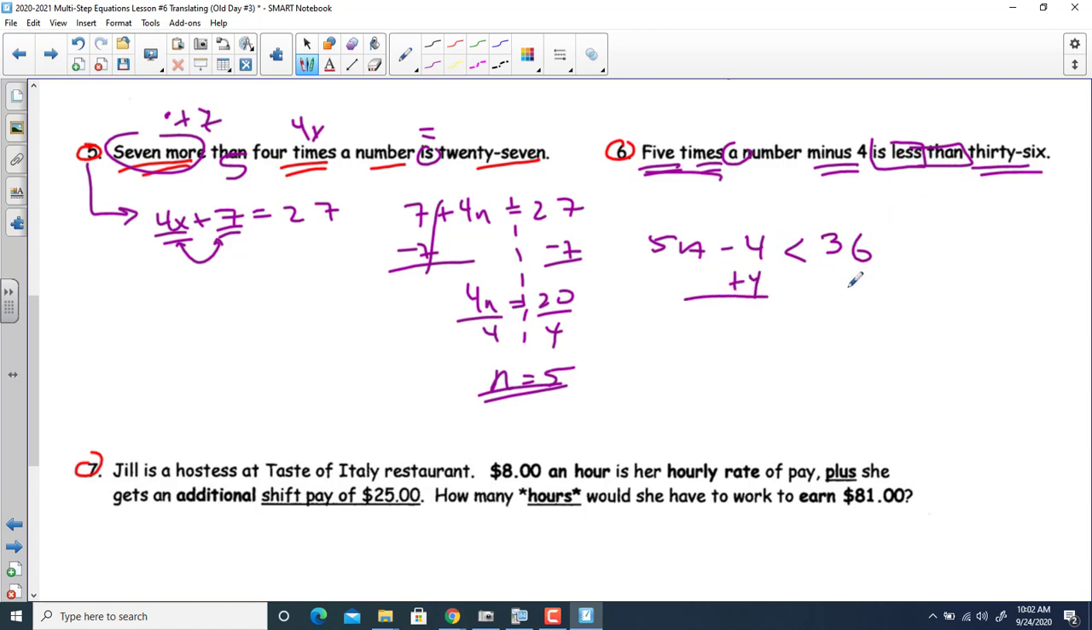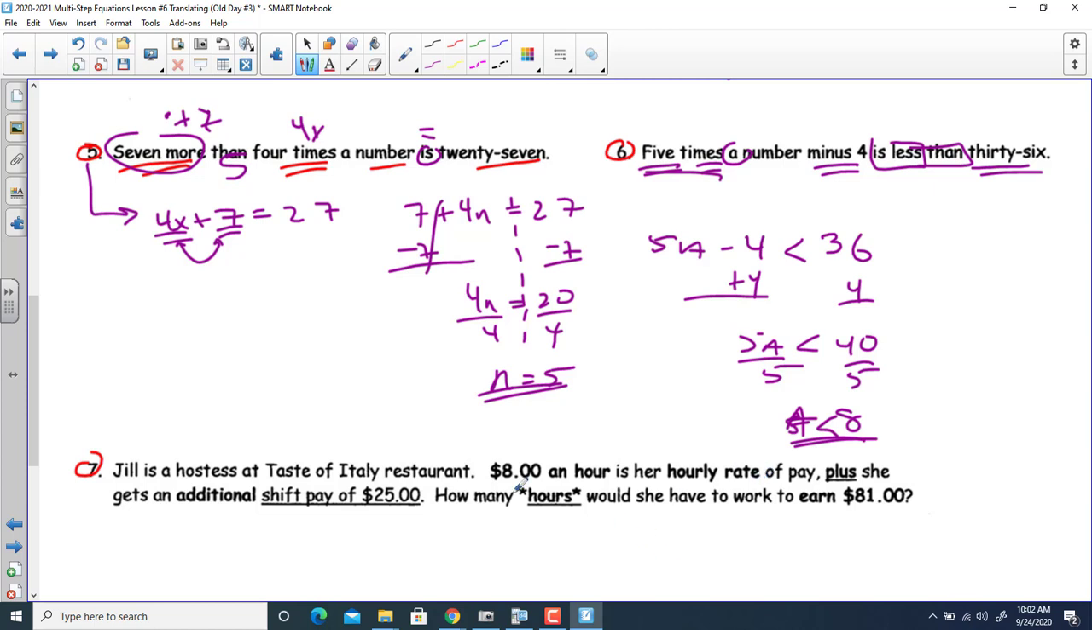Add 4. 5a is less than 40, divide by 5, and a is in fact less than 8. Any number less than 8. A is any number less than 8. Everybody cool with that? Sweet, take a look down below.